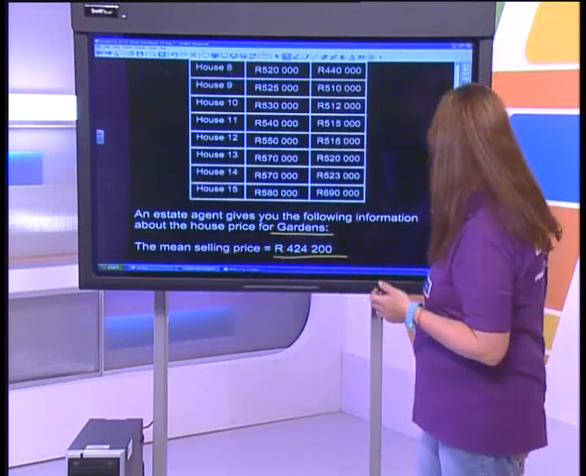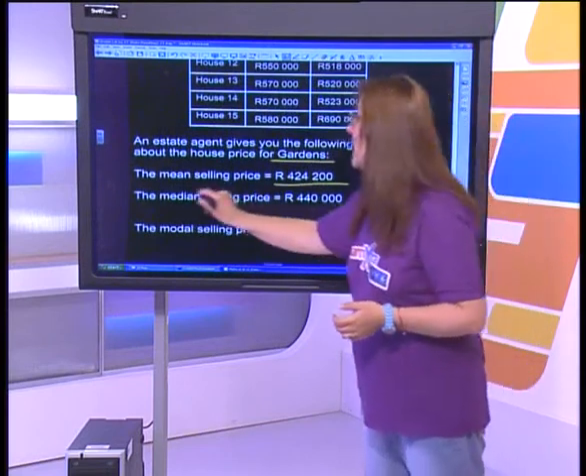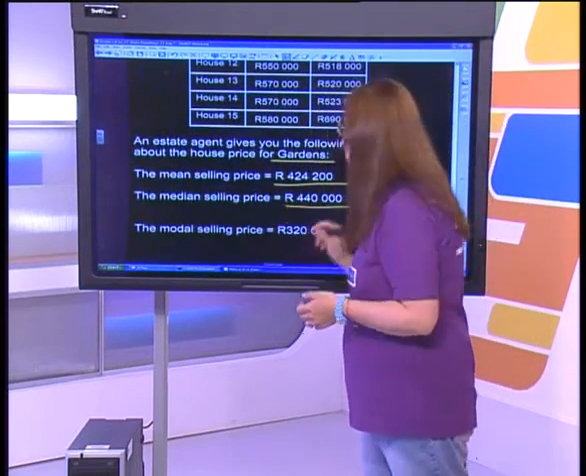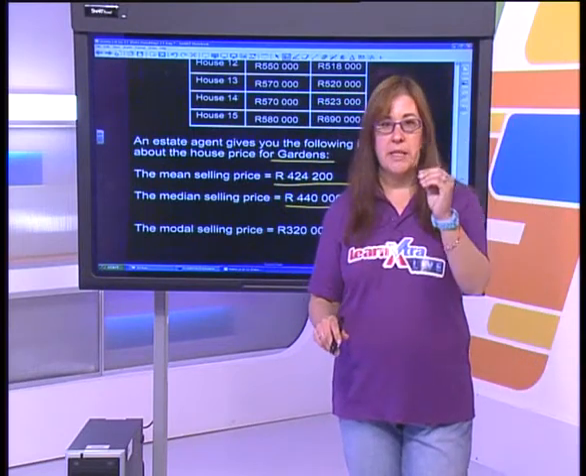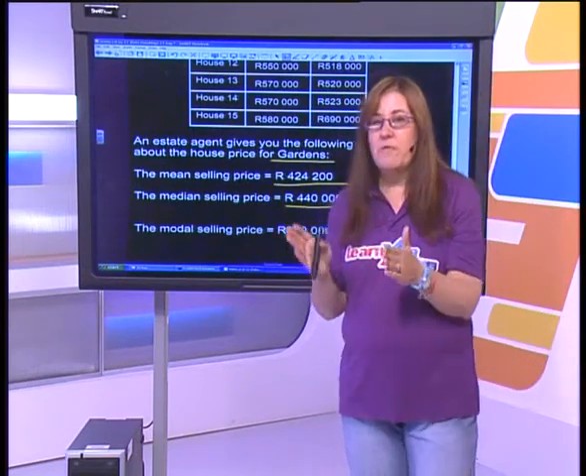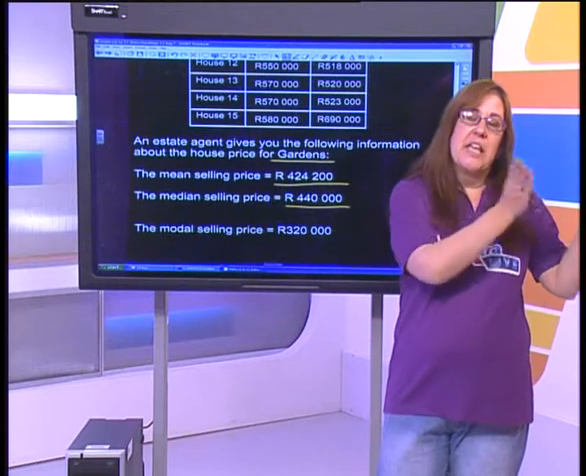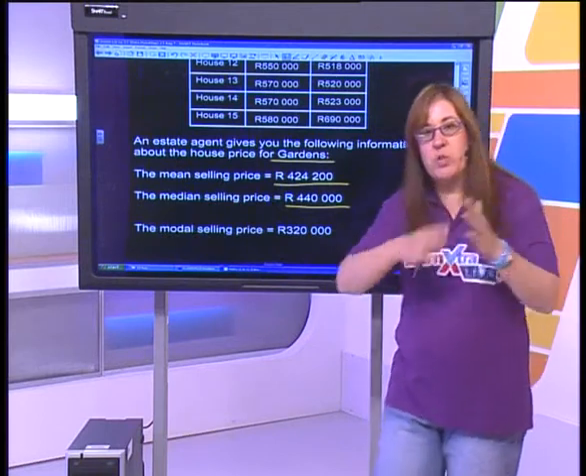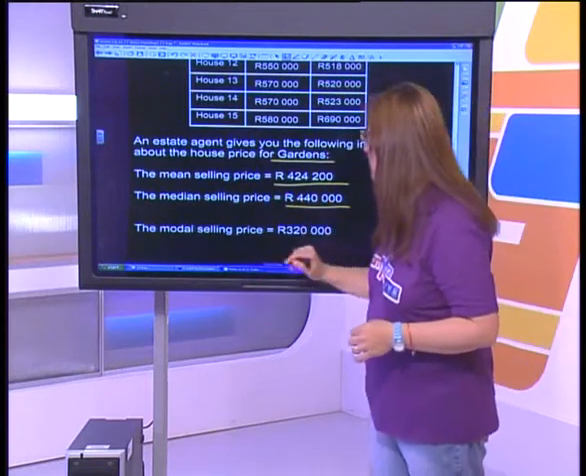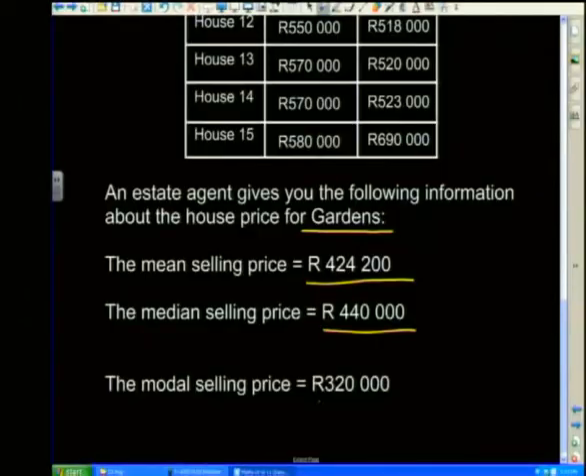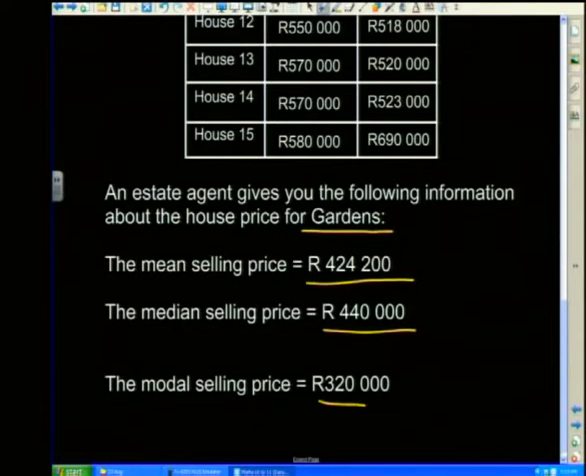So the mean selling price is 424. The median selling price is 440,000. That is the house that is right in the middle. And what do we mean by median? We've got as many houses selling for lower as we do selling for more. So our median selling price is 440 and the modal selling price is 320. That's the price that was sold the most. So modal's most, median's middle, mean is your average.